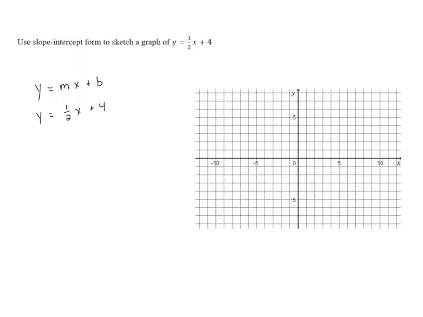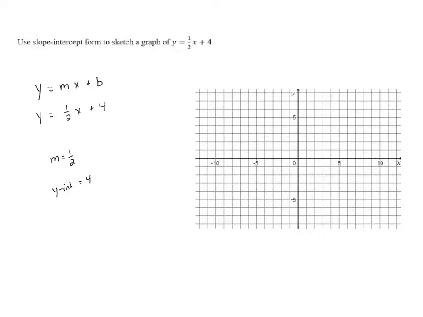So this tells us that the slope is 1/2. You can see that 1/2 is the coefficient on x. 1/2 is the m. So the slope is 1/2. And then if we look at b, the value of b is 4, and b is the y-intercept. So we know that the y-intercept is 4. And that is enough information to sketch the graph.